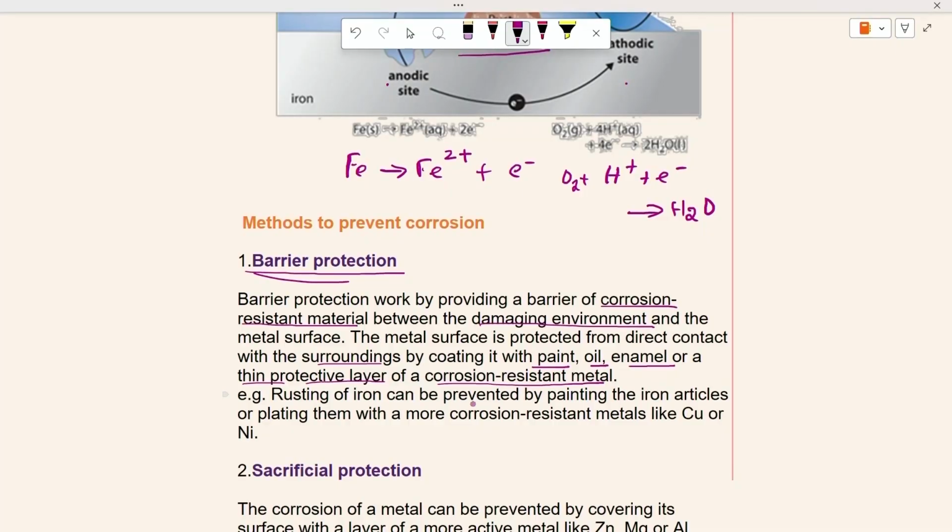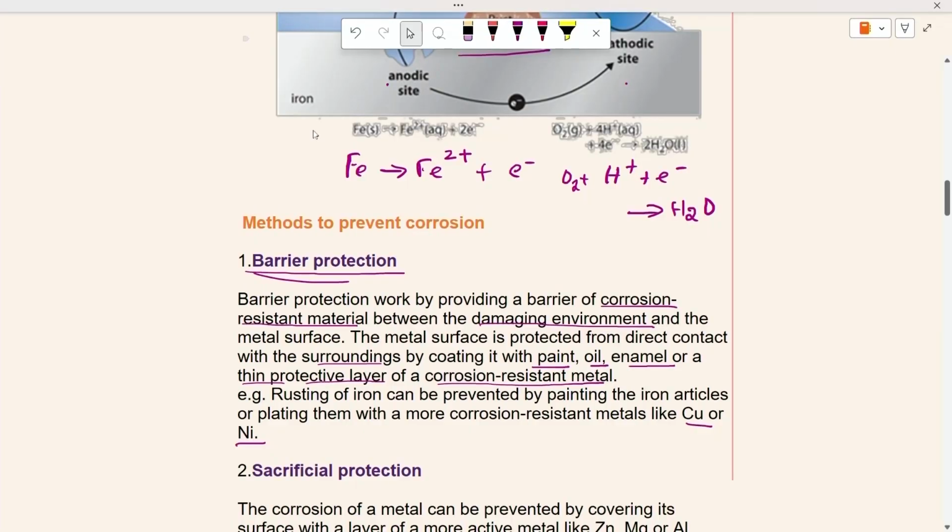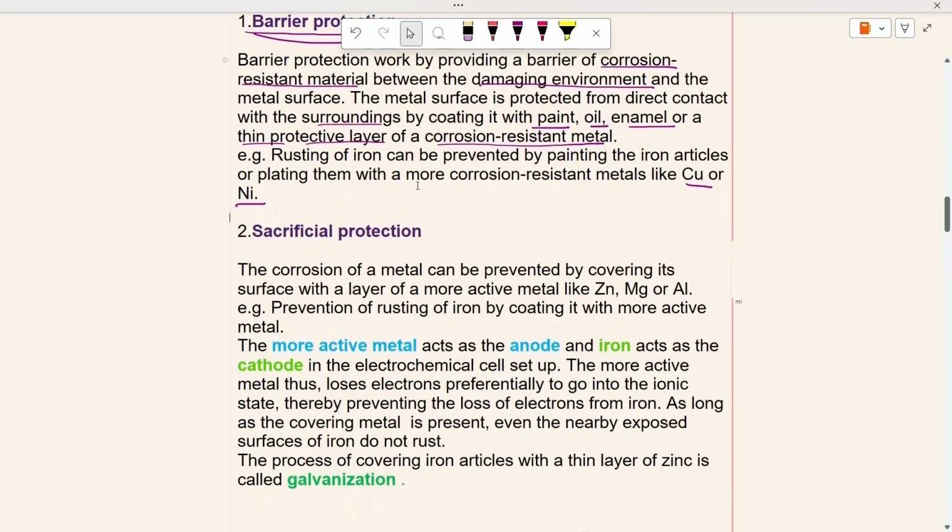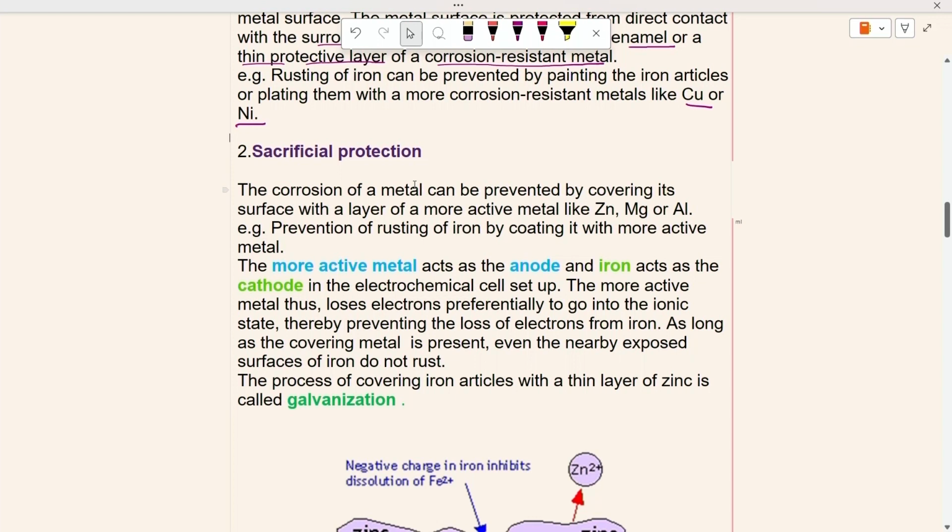For example, rusting of iron can be prevented by painting iron articles, which is what we do commonly, or plating them with more corrosion resistant metals like copper or nickel. So, they can be plated over iron to prevent the corrosion of iron, that is one method. The next one is sacrificial protection. From the name itself, we know that something has been sacrificed to protect the metal.